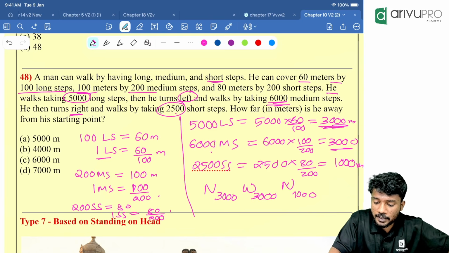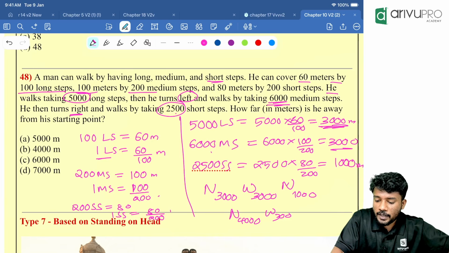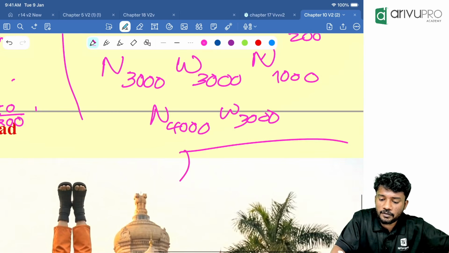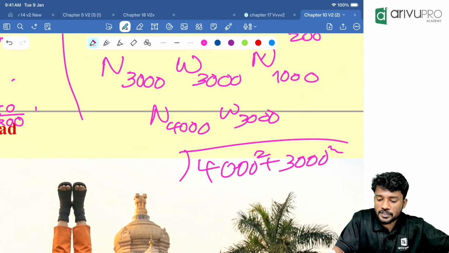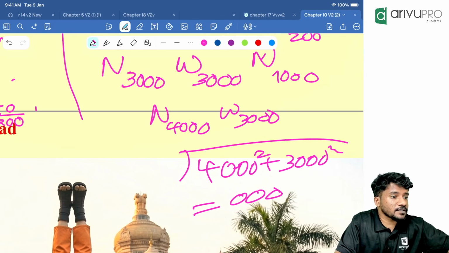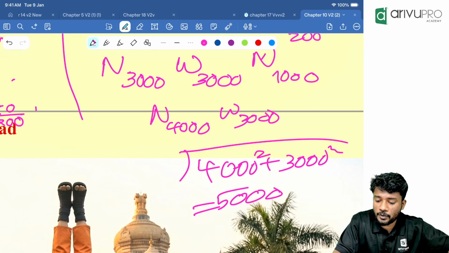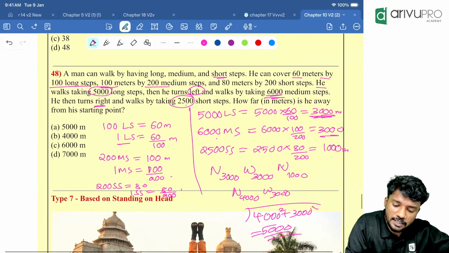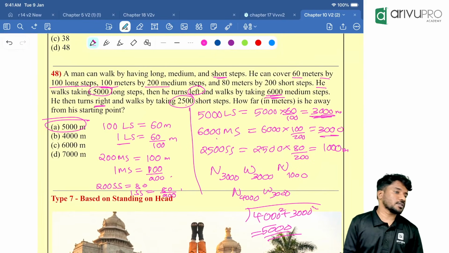Now tell me people, in total, north 4000, west 3000. So answer is how much people? Root of 4000 square plus 3000 square, which is equal to how much? We know that anyway, you can put the zeros outside. Then root of 4 square plus 3 square is how much? Root 25, which is equal to 5000. That's your option A is your answer.